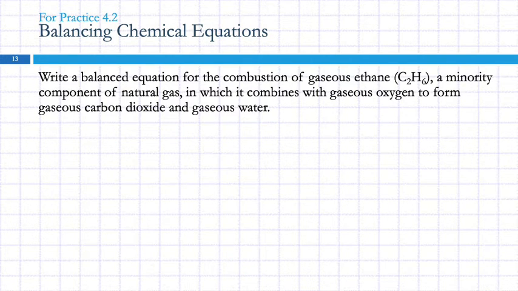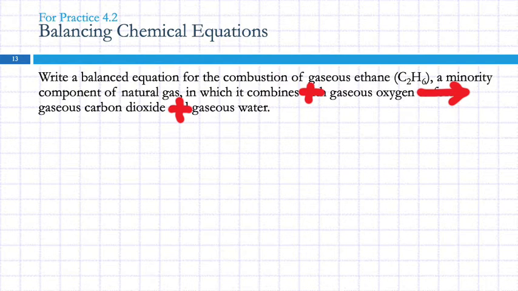Write a balanced equation for the combustion of gaseous ethane, a minority component of natural gas, in which it combines with gaseous oxygen to form gaseous carbon dioxide and gaseous water. So much gas. So combines with, to form that and this. So the words in the sentence help us out here.